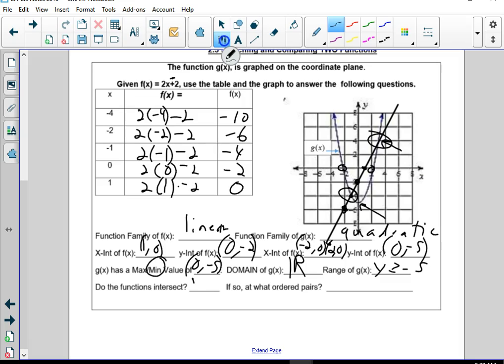Now, do the functions intersect? Yes, they do. Where? Well, first off, at negative 1, negative 4. And then also at 3, 4. Right up here. 1, 2, 3, 4.